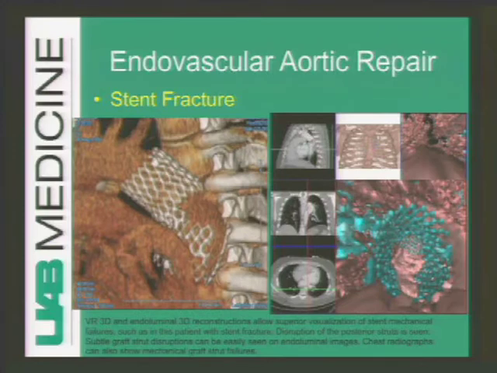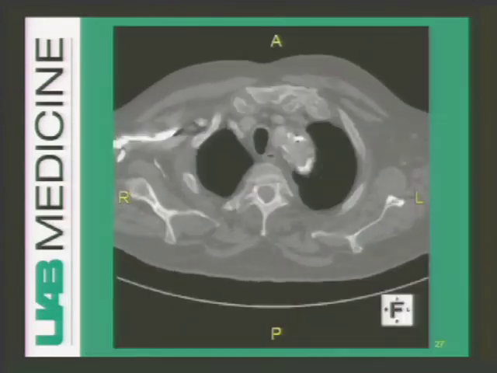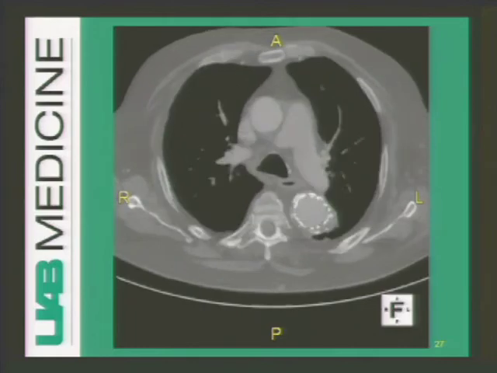Here was an example of an older exam with a patient that actually had a metallic stent fracture, and you can see on the 3D volume rendered reconstruction there's disruption of all the posterior struts, and you can see on the older fly-through view the struts are disrupted, and this was also repaired. 3D reconstructions are very good for visualizing strut fractures. Chest radiographs can also show them, and we'll show an example later.